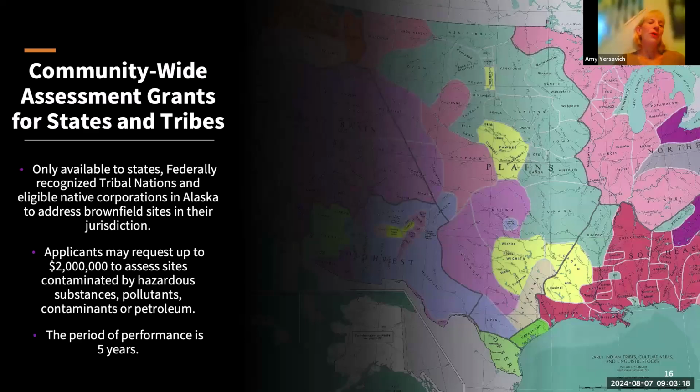Next slide. Community-wide assessment grants for states and tribes. The State of Ohio has had one of these, and I believe they may be applying for another one. This allows them to pick certain areas of the state or the tribal area as their targeted areas and do assessments similar to a community-wide assessment grant, with the exception that they have a bigger pool of money to work with, up to 2 million. And they have a little bit longer time to spend that money, which is 5 years. Next slide.